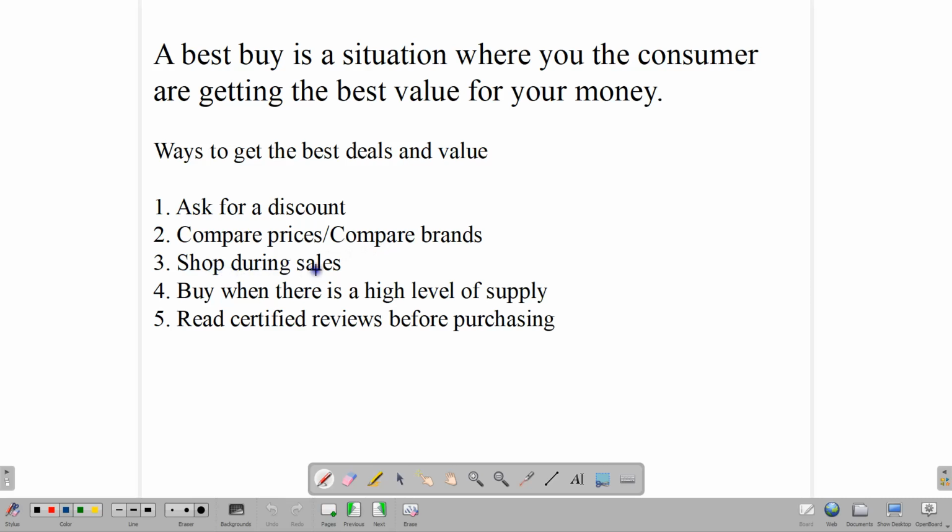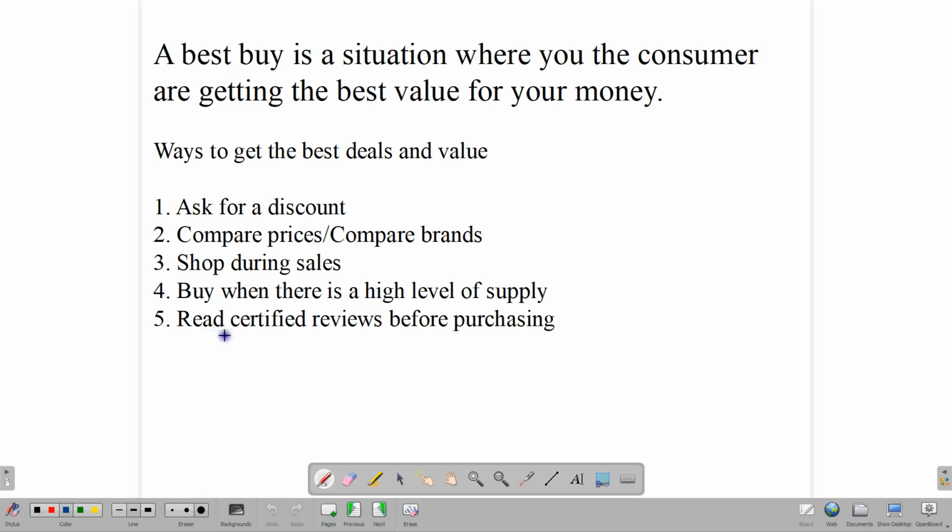You want to shop during sales. Merchants tend to drop their profit margins a little bit during sales when they want to clear inventory. So it's a good time to shop to make sure that you get the best deals. And 4, buy when there's a high level of supply, knowing that supply affects prices. So when there is a high level of supply, the prices tend to be stable and low. When there is low supply, demand is high and prices tend to go up.